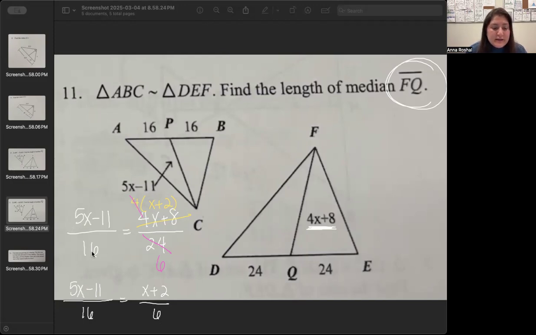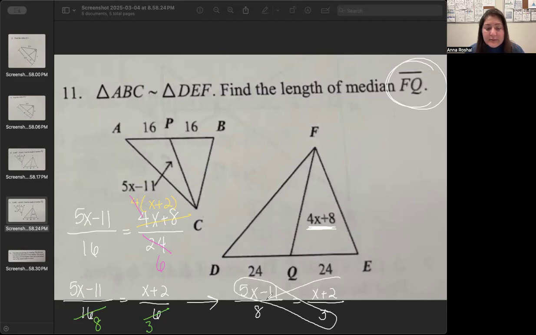Another way that you can actually simplify is simplifying across with these fractions. So I know 2 goes into both of these numbers. So 6 divided by 2 is 3, and 16 divided by 2 is 8. So now I'm going to go even further, and I'm going to have this 5x minus 11 over 8 equals x plus 2 over 3. And then I'm going to go ahead and cross multiply everything.